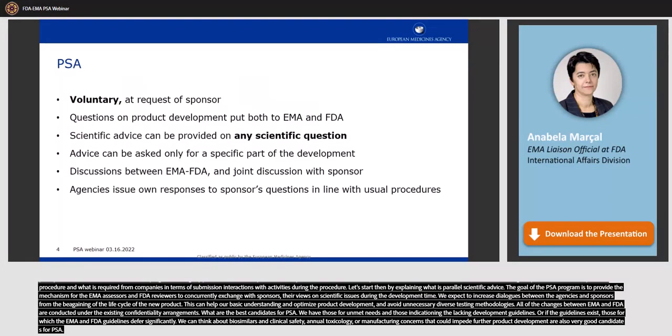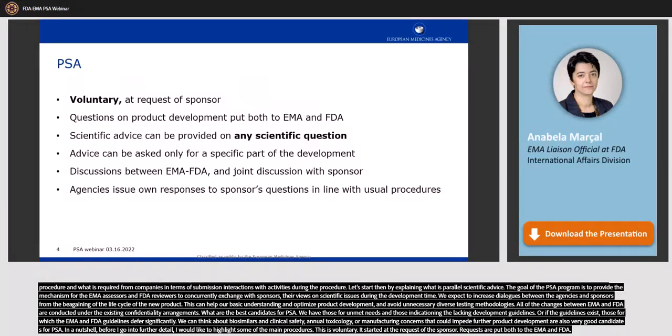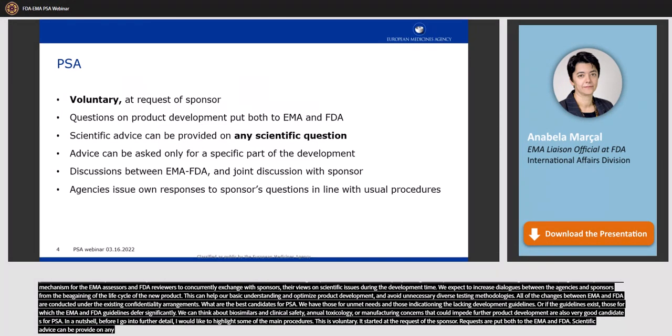In a nutshell, and before I go into further detail on the PSA process, I just would like to highlight some of the main features of the PSA procedure. This is a voluntary procedure. It's totally the decision of the sponsor, and it starts at the request of the sponsor. Questions on product development are put both to EMA and FDA, the same questions. Scientific advice can be provided on any scientific question: preclinical, clinical, quality. Advice can be asked only for a specific part of the development.